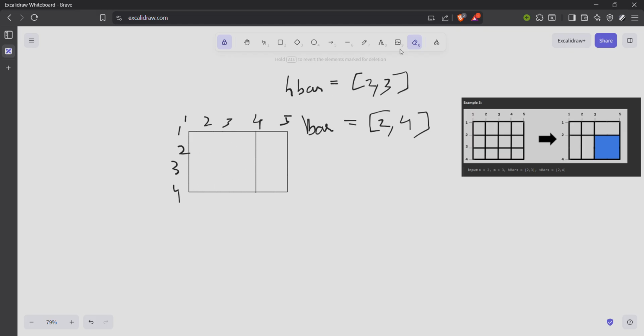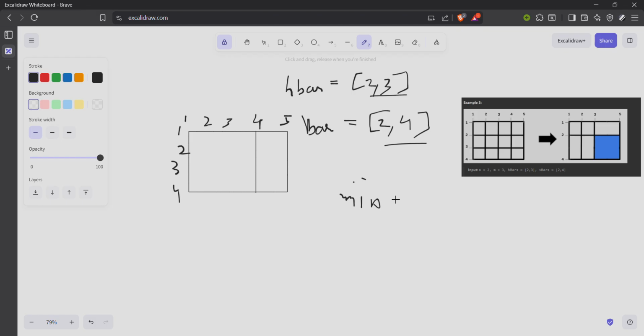So what we are actually doing is looking into our H bar and V bar and checking the minimum consecutive. Here we have two consecutive, two and three. And for this we have a single consecutive. So the minimum of them would be one. Basically, one is the maximum we can remove.